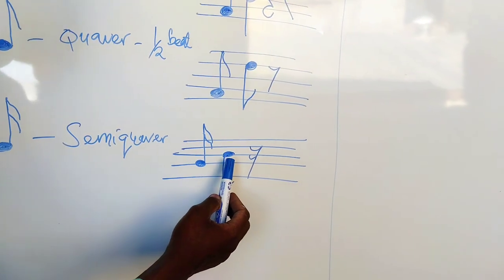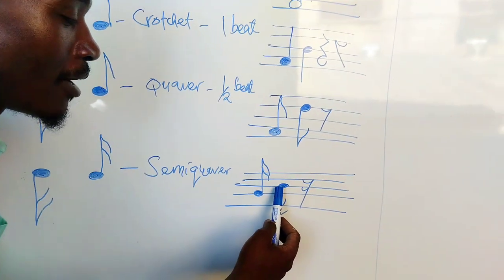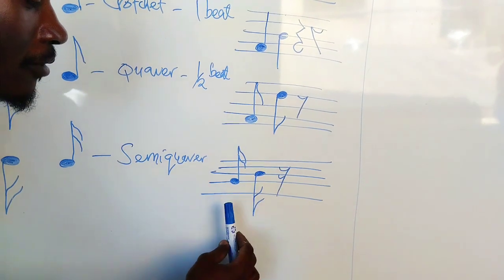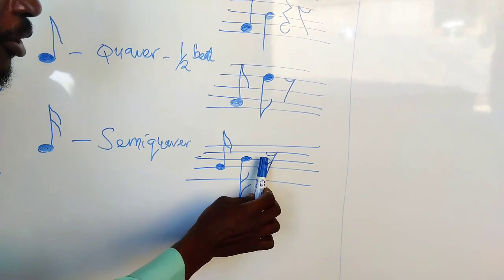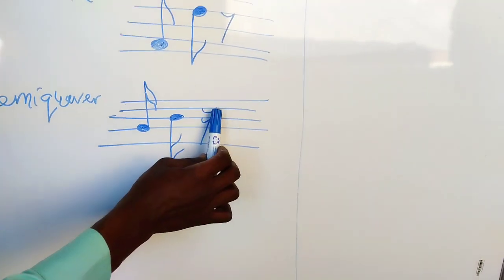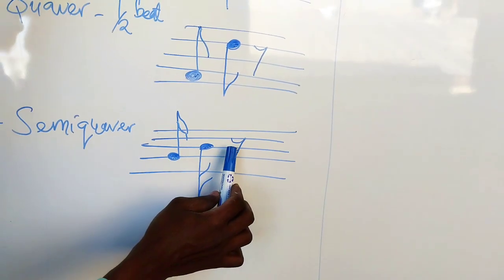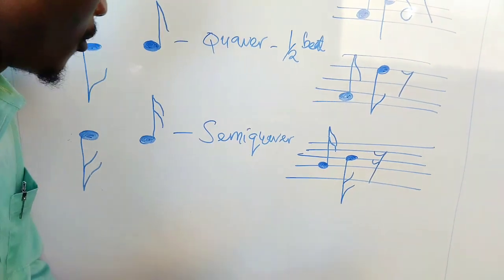Then we also have these going downward. It is just the same, but this time the stem is on the left, and all the flags are facing towards the right. Then we have something like a 7 for the rest, and you add a hook for the rest in the case of the semiquaver.